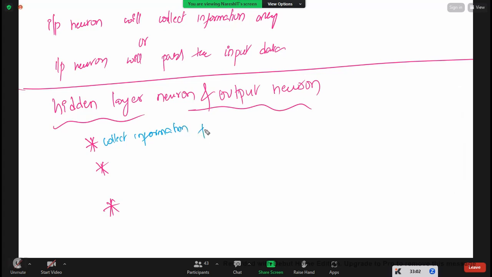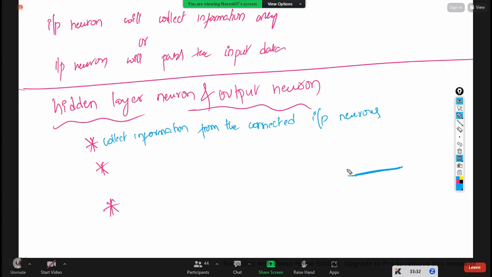from the connected input neurons. Whichever is connected, from there only it will take. It will not take from the unconnected ones. The second hidden layer neuron is not directly connected to the input layer, and the output layer is not directly connected to the input layer if you have hidden layers in between. Whichever have the arrow marks, whichever are connected, will send the information to this one and it will do the process. It is not going to send the information directly to the unconnected one. So it is going to collect the information from the connected neurons.